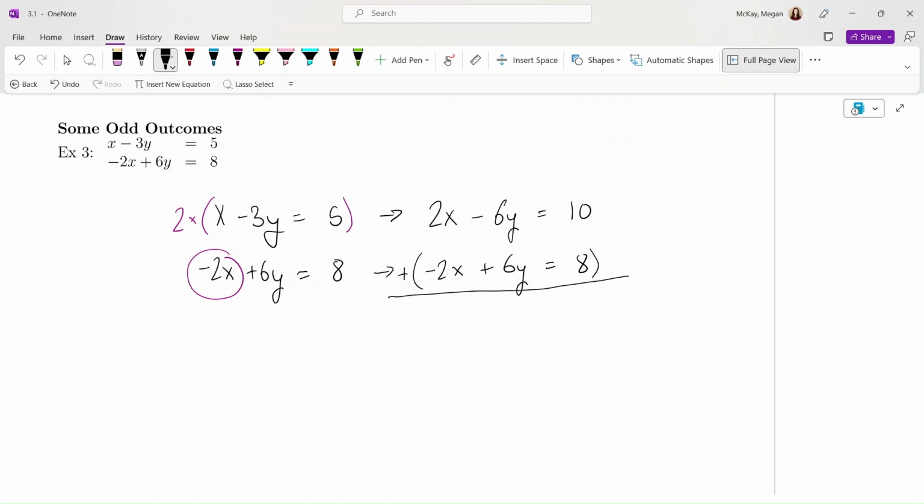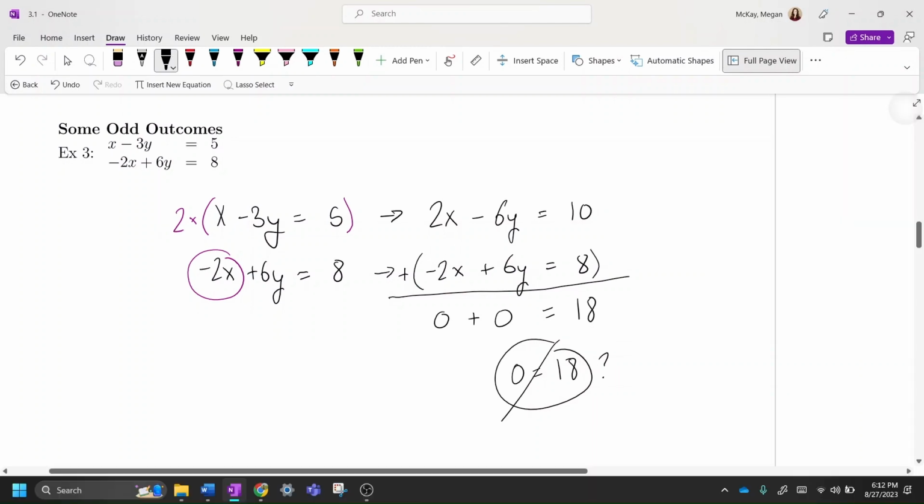So positive 2x plus a negative 2x gives us 0. And then we have negative 6y plus a positive 6y. That also gives us 0. Okay, we have to keep going. We have 10 plus 8. That gives us 18. And so we have that 0 is equal to 18. But we know that can't be correct, right? No way. 0 is certainly not equal to 18. So what does that mean? What is going on here?